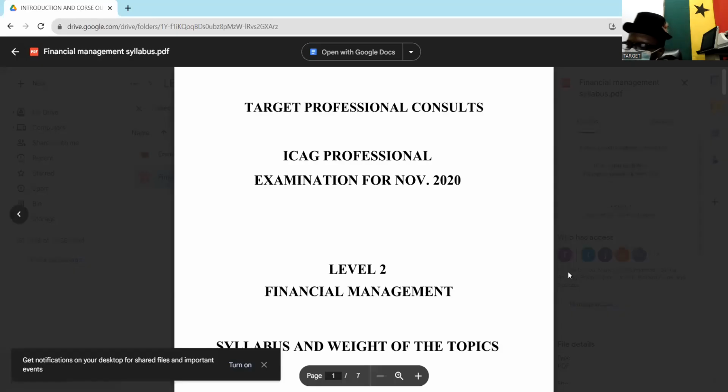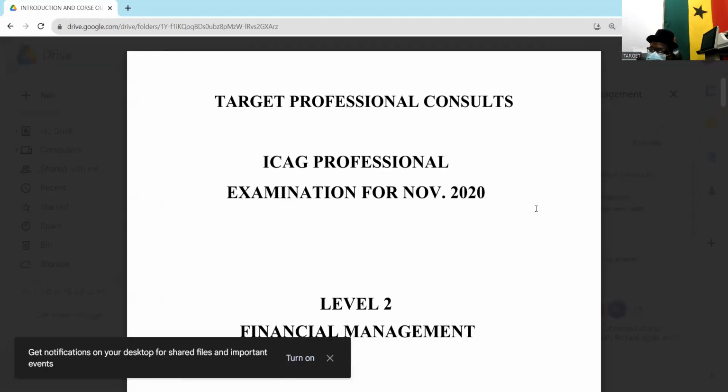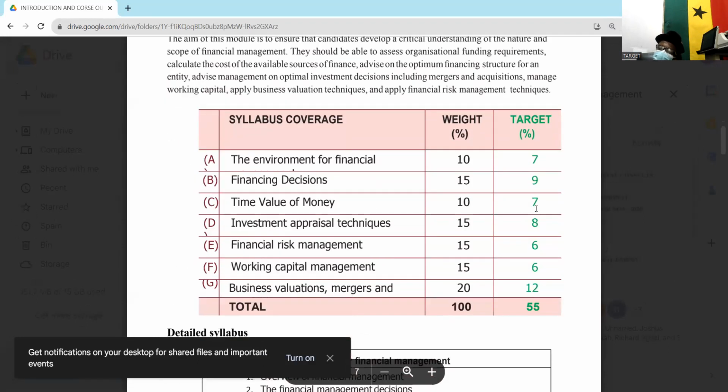Now, the very first topic will be coming from the environment for financial management. That's the very first concept. Over here, we are interested in the meaning, the objective, the steps, and a whole lot of issues with financial management. So basically, it's the basis, the introduction, the purpose of financial management, and some regulations. How do the actions of certain regulatory bodies affect financial management, such as the Bank of Ghana, the central bank of your country?